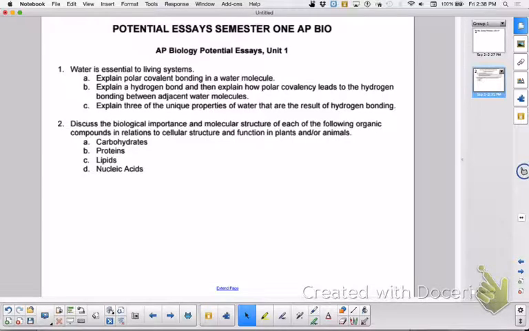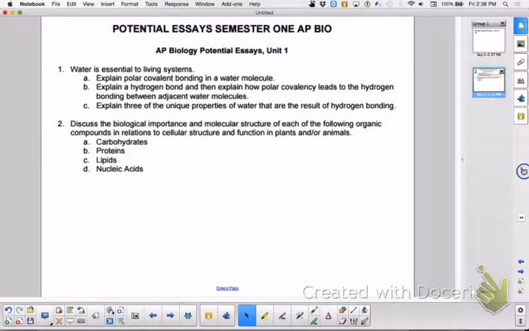Okay, so the first thing on here, you have to explain polar covalent bonding in a water molecule. So you need to explain what a polar covalent bond is. What are all the parts of that you think you need to explain? What are some key words there? Tell me. Polar. Okay, but I'd start with something else first. What? Okay, I would explain what a covalent bond is, as opposed to an ionic bond, right? A covalent bond is when you're sharing a pair of electrons.